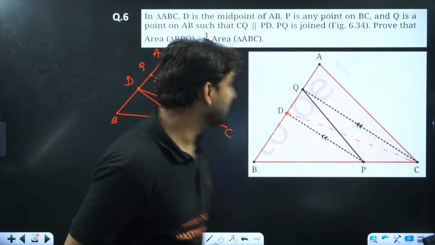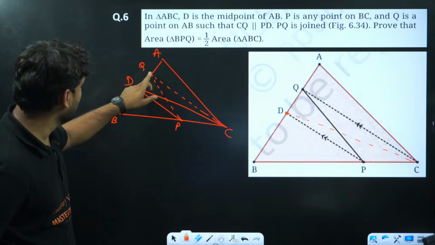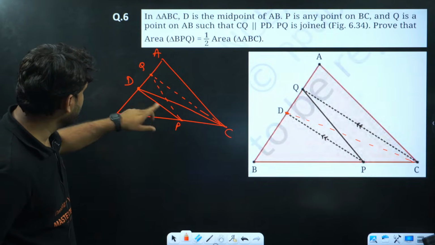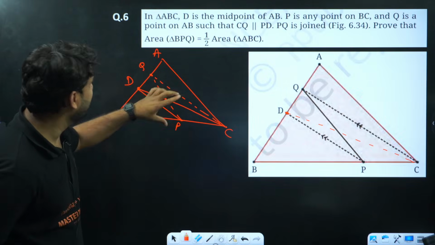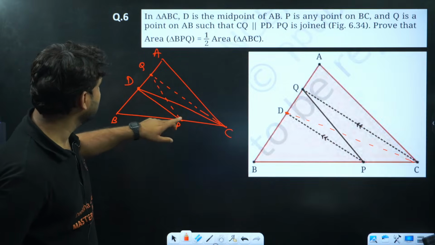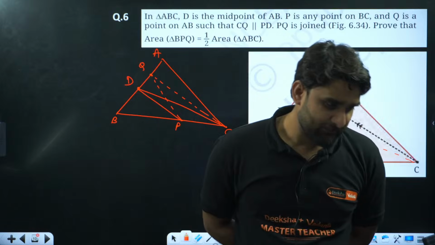Triangle DPQ, guys. Triangle DPQ and triangle DPC both are on the same base, between the same parallels, because CQ is parallel to PD. That's why I'm asking you guys. Who is this?